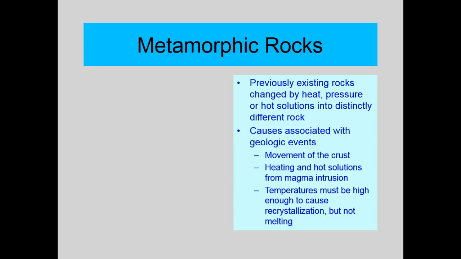those are examples of hot solutions. That stuff bubbling up all the time is changing the rock, I'm sure, in some ways. So usually that's not as big as these two. All right. Now these causes are associated with geological events. When the crust moves, things get ground around, and heat and pressure are produced. That causes the heat and pressure. Heating in hot solutions comes from magma intrusions, and that's what happens with volcanoes, or where there were volcanoes.